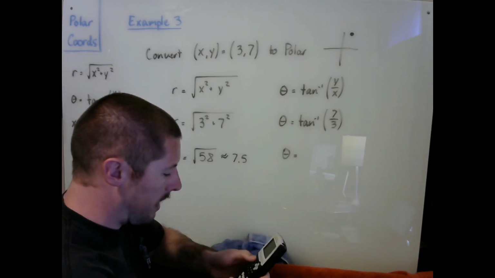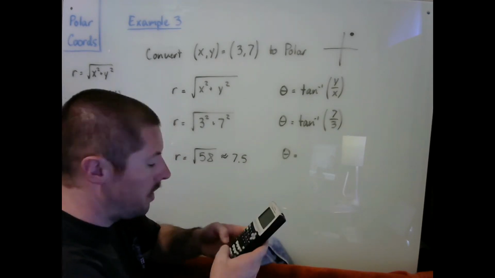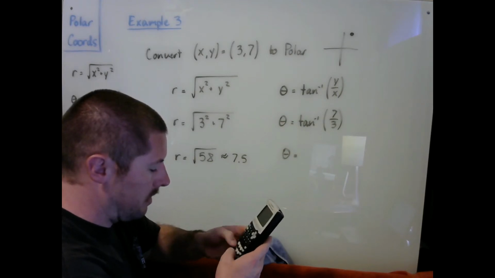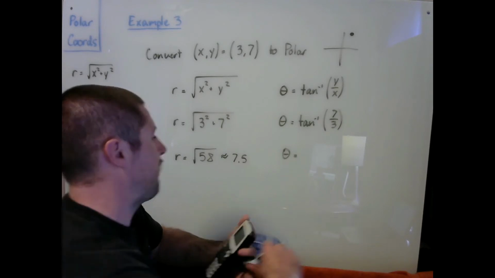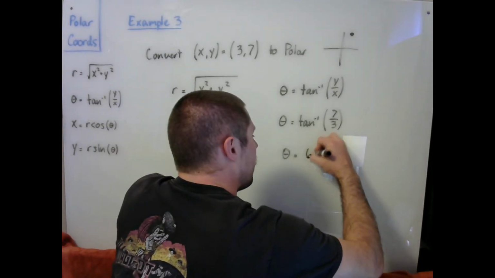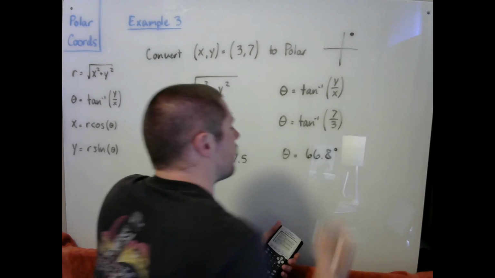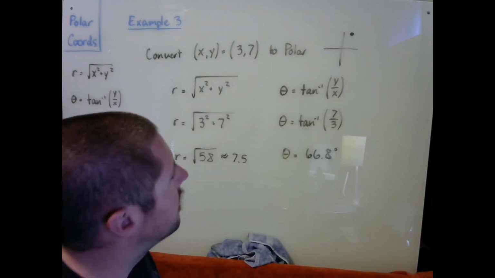So I'm going to go to my calculator. I'm going to make sure I'm in degree mode. And I'm going to do my tangent inverse of 7 divided by 3. And when I do this, yeah, I feel like our guess was really good right there. I'm getting 66.8 degrees. So that was a really good guess at 70 degrees for that one.